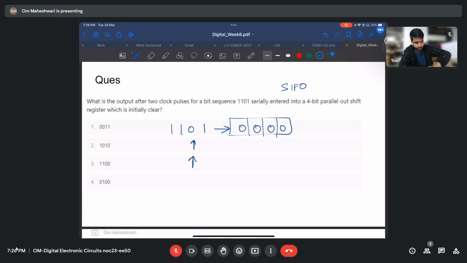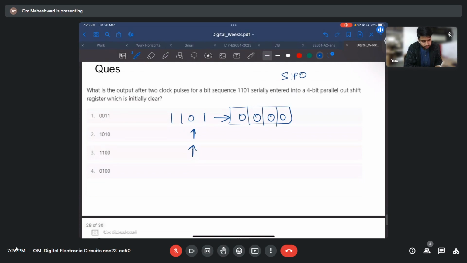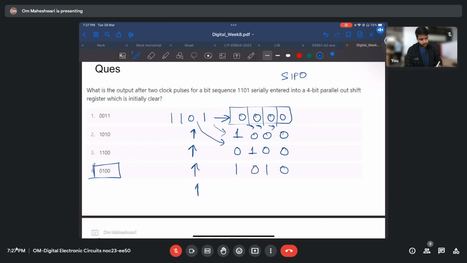Okay, so let us do this. In the first cycle, this 1 will go as input and these will shift, 1000. Second cycle, this 0 will come, 0100. So this should be the answer. And in the third cycle, it will be 0010. Fourth cycle will be 1001. Right? In the second cycle, this is the answer.